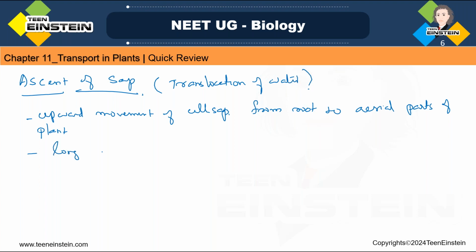And this involves long distance transport of water through xylem. Through which one? Through xylem. Ascent of sap involves long distance transport of water through xylem. Okay.